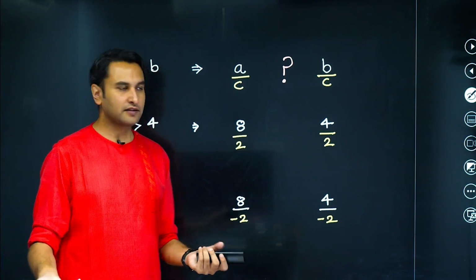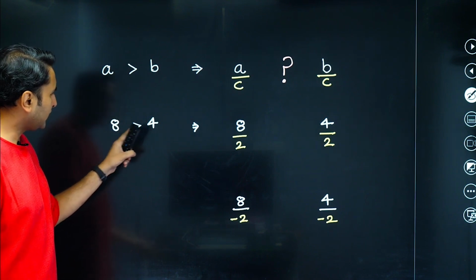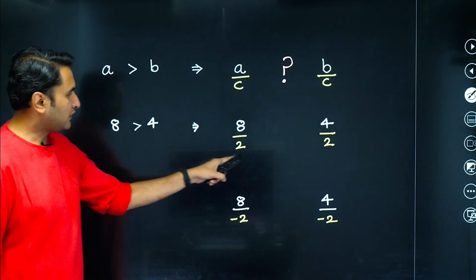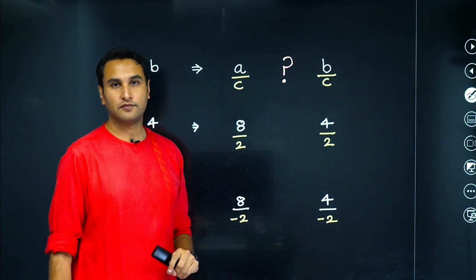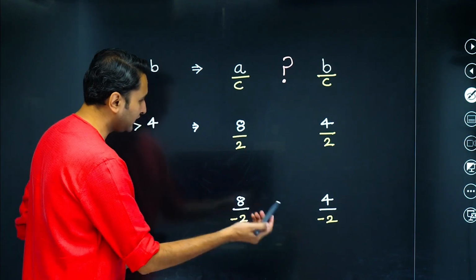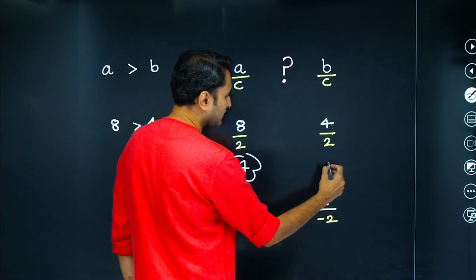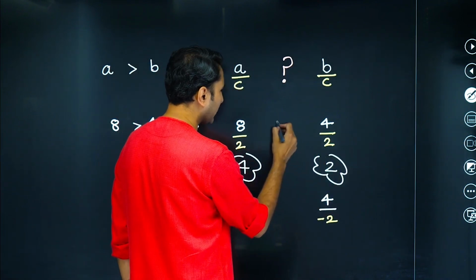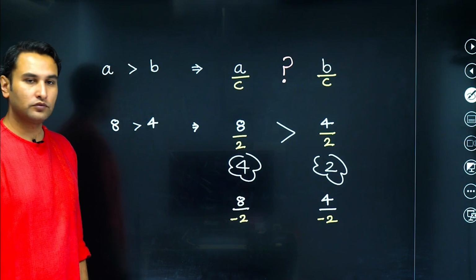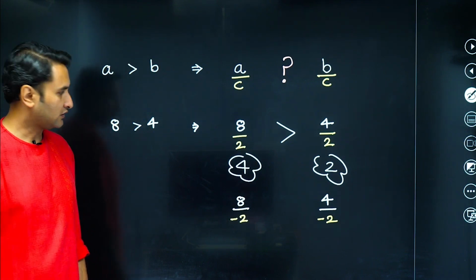Example, let's again take example. Let us divide 8 greater than 4. Let's divide both by 2. What will happen? Nothing. ये कितना हो गया? This is 4. This is 2. We again see that 4 is greater than 2. Inequality does not change, right?